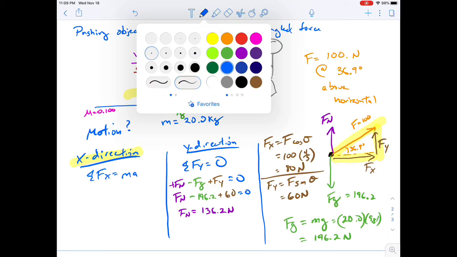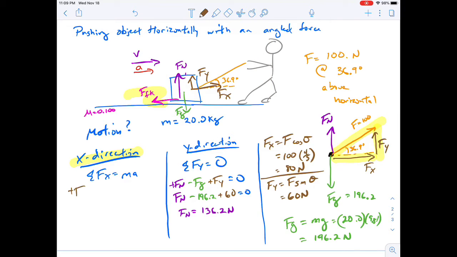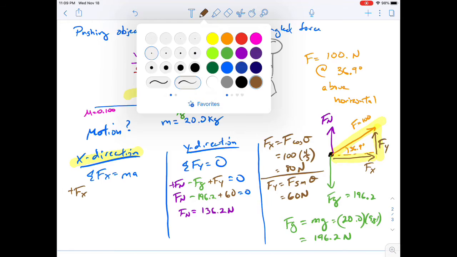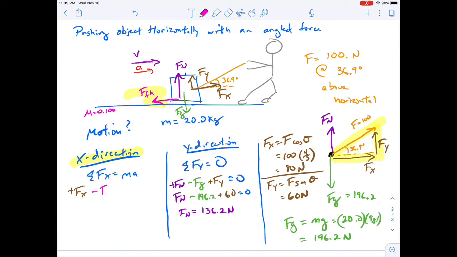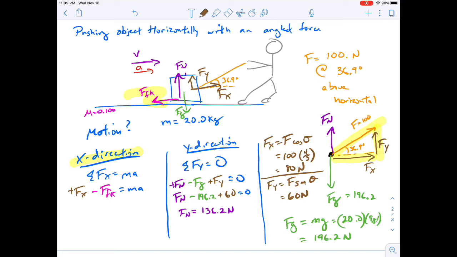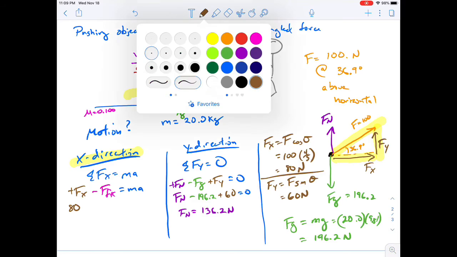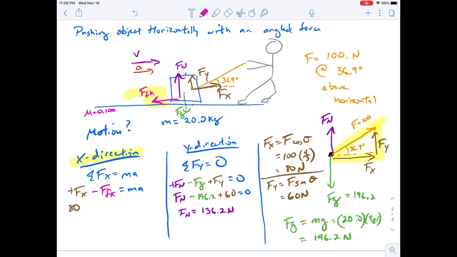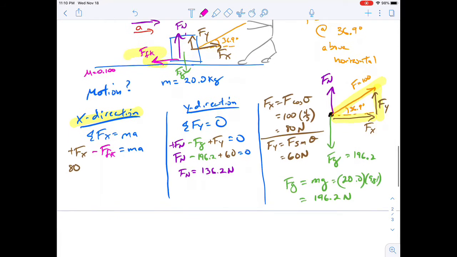So if I look at this, well, I still have my positive pulling force. But now I'm going to have the force of friction. And that's going to equal ma. We think it's going to equal ma. And again, I had found the pulling force earlier. That was 80. I need the force of friction. Now, I can do it in line or I can do it off to the side. I'm going to actually do it off to the side this time.